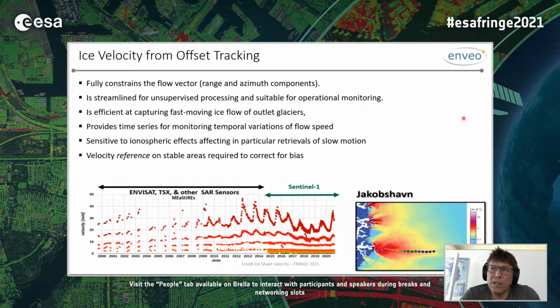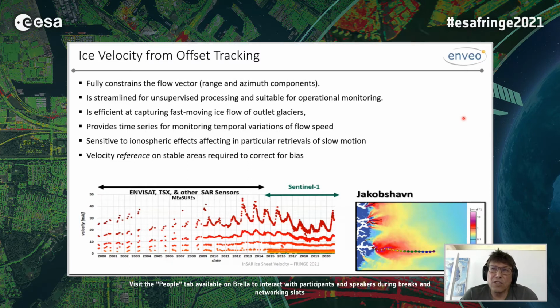So what are the characteristics of the offset tracking product? It provides fully constrained flow vectors, so it has the range and azimuth components, which means that we do not need crossing orbits in order to derive the velocity vector. It is streamlined for unsupervised, fully automatic processing, and it's also suitable for operational monitoring. And this product is actually done operationally within the Copernicus Climate Change Service.